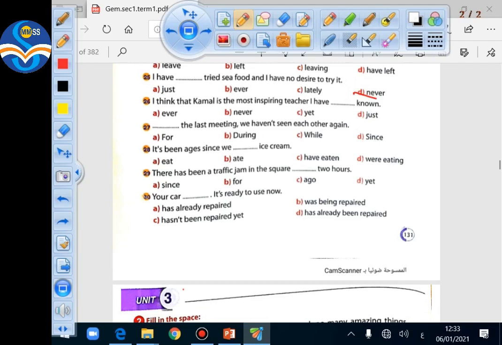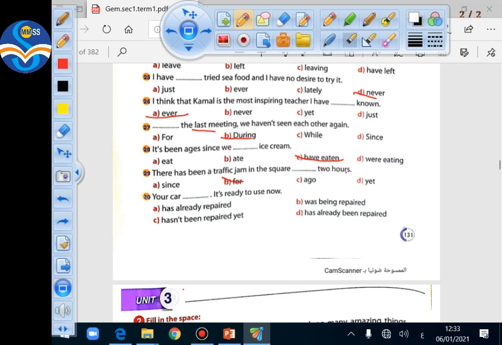"I think that Kamal is the most inspiring teacher." He didn't see any teacher like Kamal before, so it's going to be "ever". "The last meeting." We've got here a noun just after the conjunction, so it's going to be "during". "It's been ages since we have eaten." Why "have eaten"? Because it's still happening till now. "There has been a traffic jam in the square for 2 hours." He didn't specify, so we can say "for".